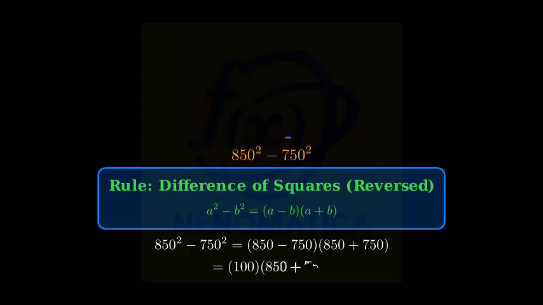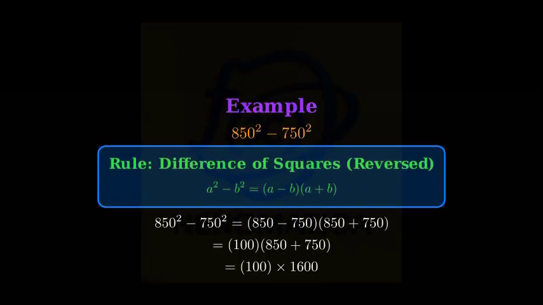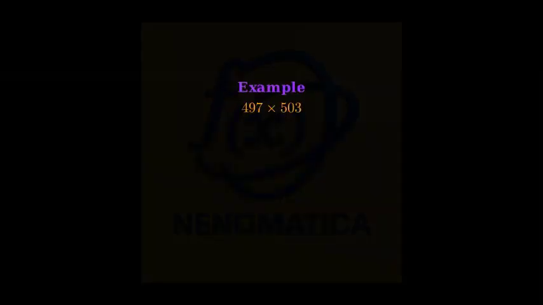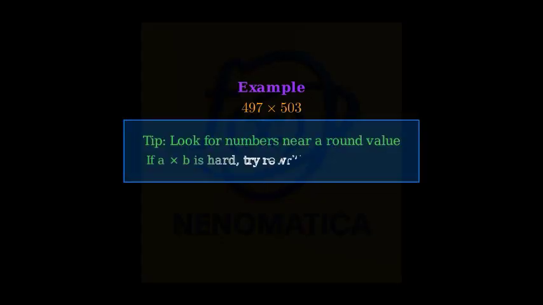Now, let's simplify. 850 minus 750 is 100, and 850 plus 750 is 1600. Multiplying 100 by 1600 gives us 160,000. We want to calculate the product of 497 times 503. At first glance, this might seem like a calculation that requires long multiplication. But let's take a closer look at these numbers.